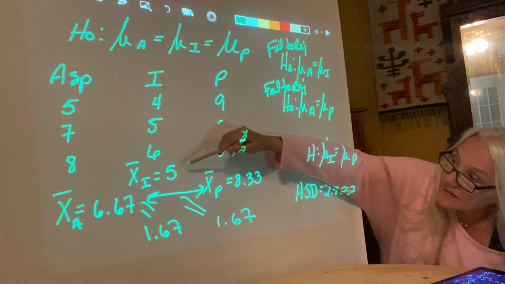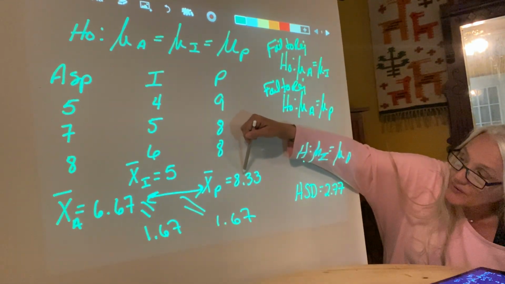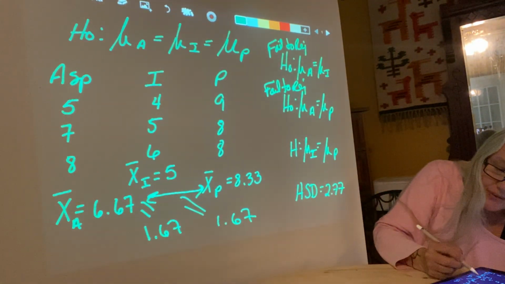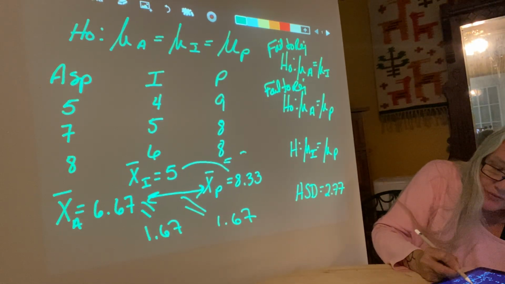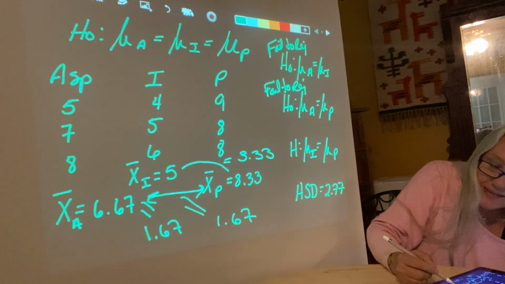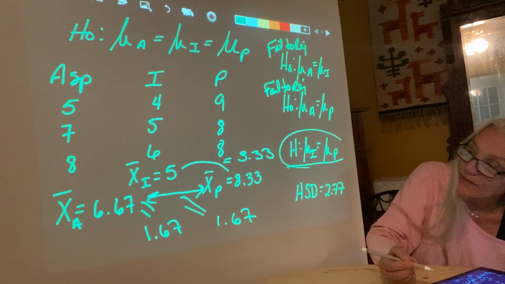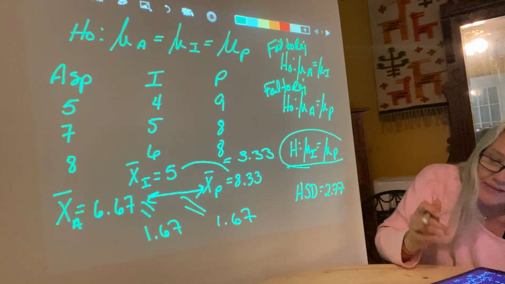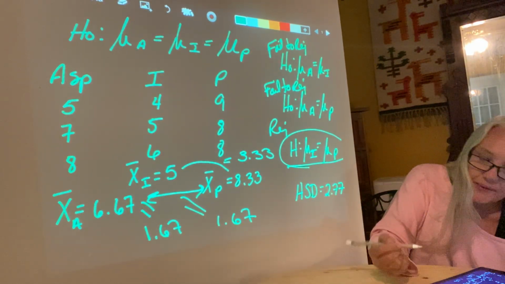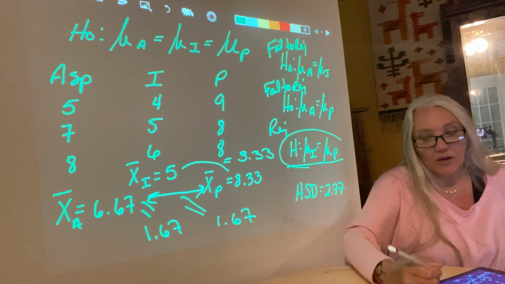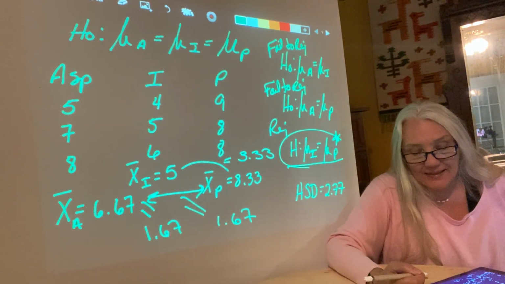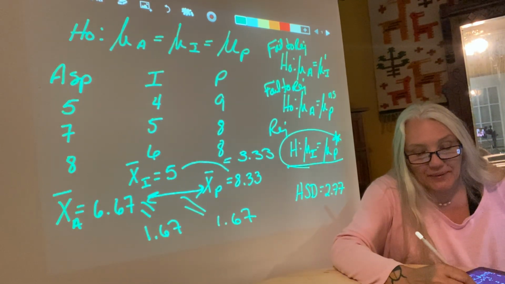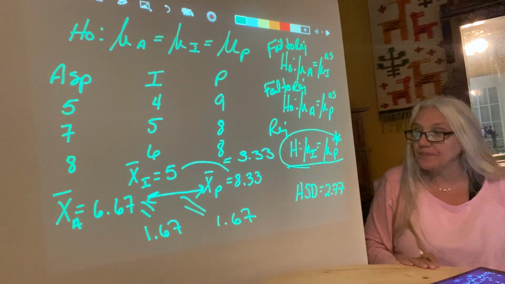Between ibuprofen and the placebo is 3.33. 8.33 minus 5 is 3.33. And that's this null right here, ibuprofen and the placebo, and 3.33 is bigger than 2.77. And so we're going to reject the null there. And usually when we reject the null, we put a little asterisk right there and say that's significant. And when we fail to reject the null, we put an NS right there, meaning not significant.